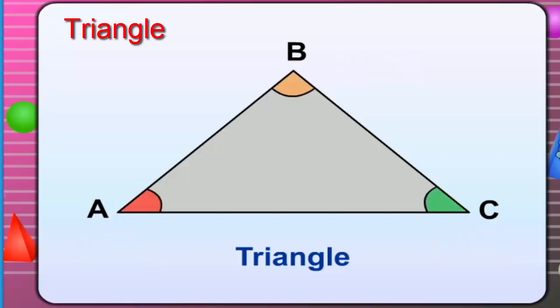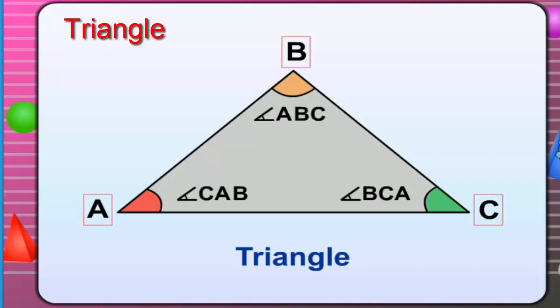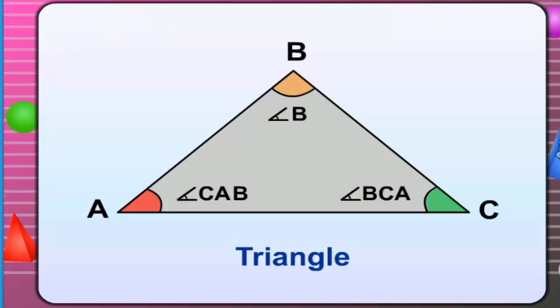There are three angles in the triangle ABC. Angle ABC, angle BCA, and angle CAB. The name of the angles can also be written with the name of the vertices. So, the angle ABC can be written as angle B. The angle BCA can be written as angle C. And the angle CAB can be written as angle A.